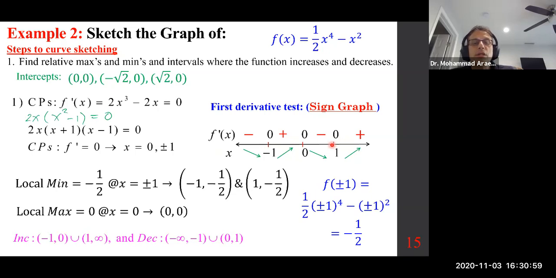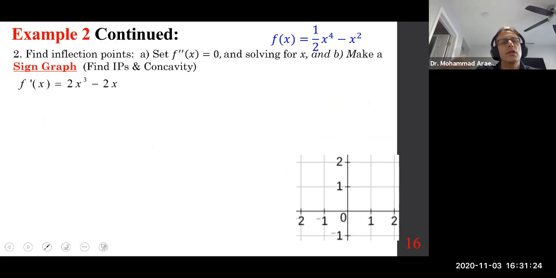So we got the intercepts. We did the first derivative test. We got local extrema, and we got intervals of increasing as well as decreasing. The next thing is to find the inflection point. That means we need to differentiate this again. All right, so here's f prime. Let's differentiate and we get 6x squared minus 2. We factor out the 2.